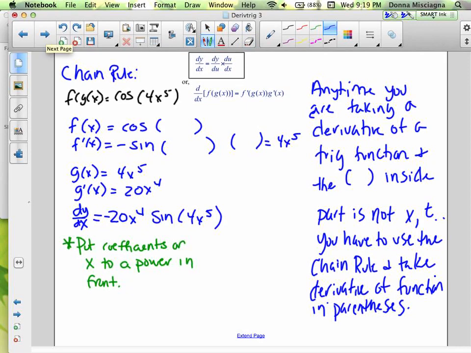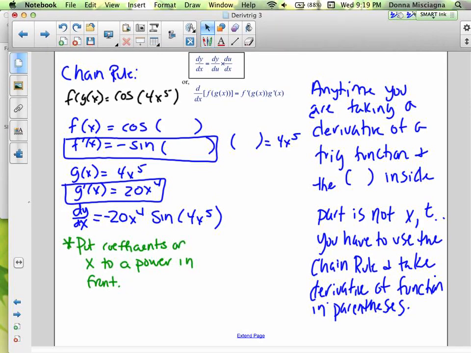All right, so we've just multiplied the derivative of the outside times the derivative of the inside, and just put those coefficients in front. Make sure negatives go in front. All right, negatives as coefficients. Let's do another problem.